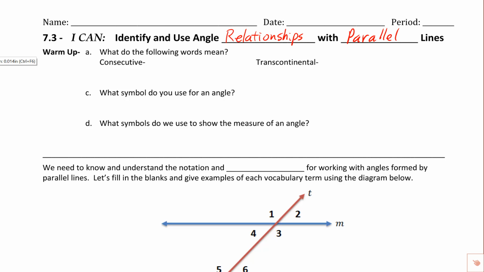We're going to continue on with our geometry unit, and we're going to do a little bit less with triangles. We're going to stick with angles and stuff like that, but a little less with triangles and theorems like that. We're going to be talking about angle relationships with parallel sides. So the I can statement for 7.3 is, I can identify and use angle relationships with parallel lines.